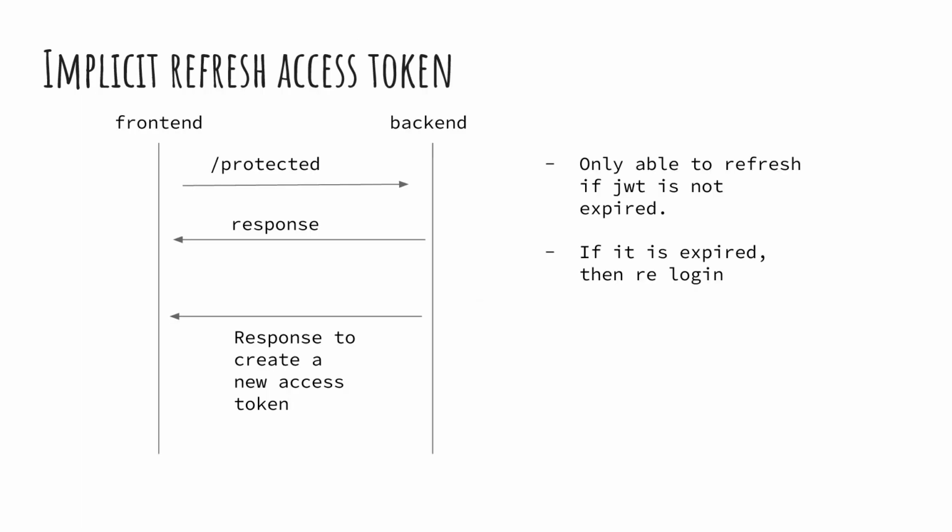Now to refresh the token, I'm following the Flask JWT Extended library. They have something called implicit refresh of the access token. Basically, what's going to happen is the front end is going to make a request to the back end, and the back end is going to respond regularly, but then it's going to have another response which decides whether to create a new access token or not. So basically, the back end is going to have 2 responses. Some of the downfall of this is that you are only able to refresh the access token if the JWT is not expired. And if it is expired, then you have to re-log in.